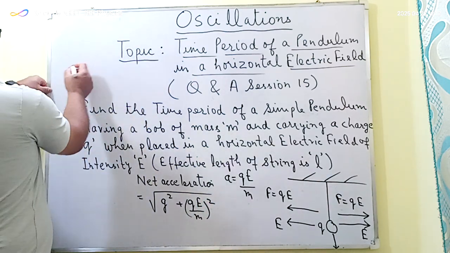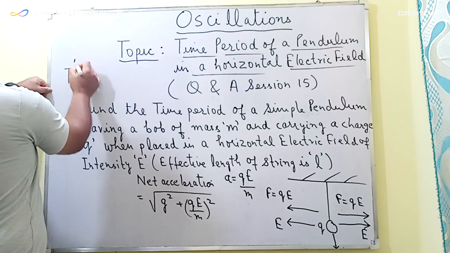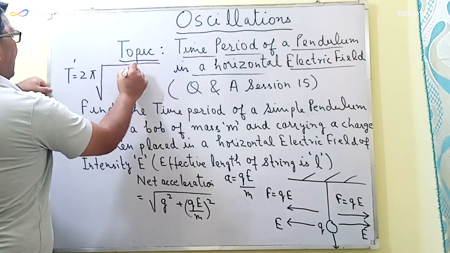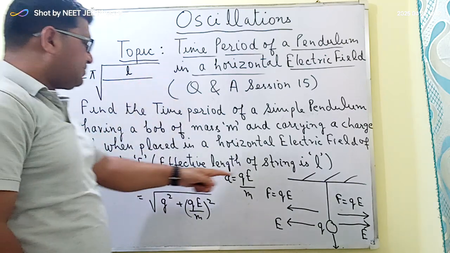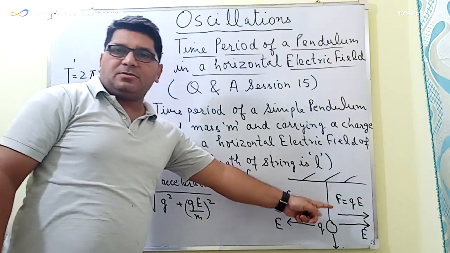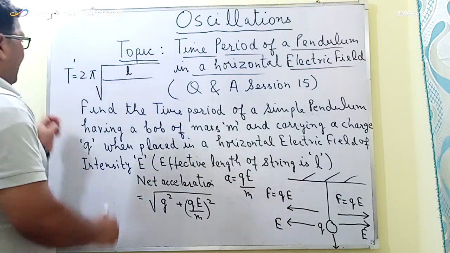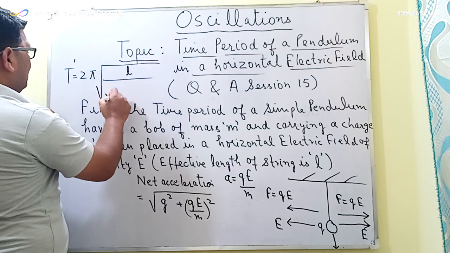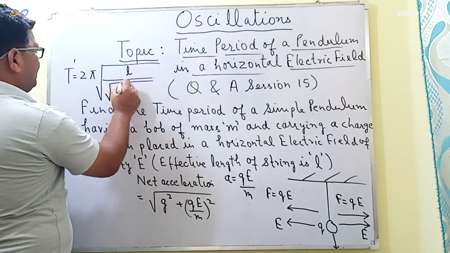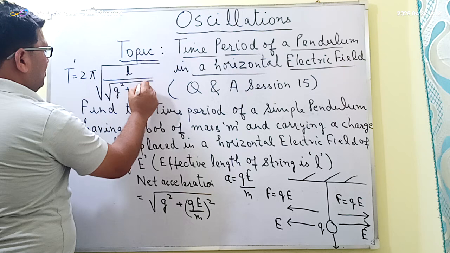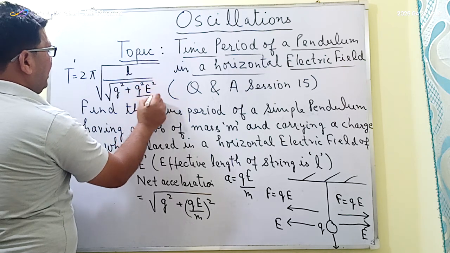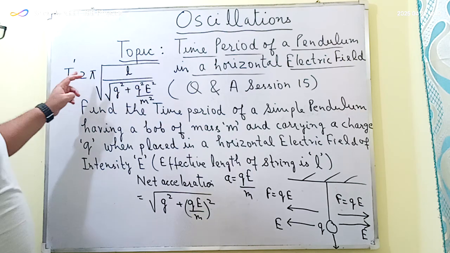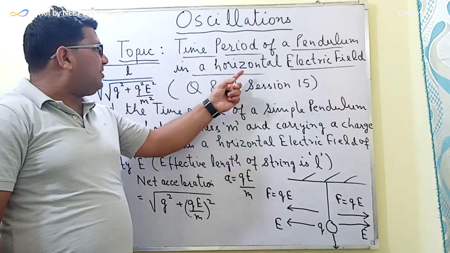Now the time period of a simple pendulum, in this case say T dash, will be equal to 2 pi under root L, where L is the effective length of the string which is connected to this bob, divided by this net acceleration. This net acceleration is equal to under root of g square plus Q square E square divided by m square. So this is the time period of this simple pendulum when it is placed in a horizontal electric field.